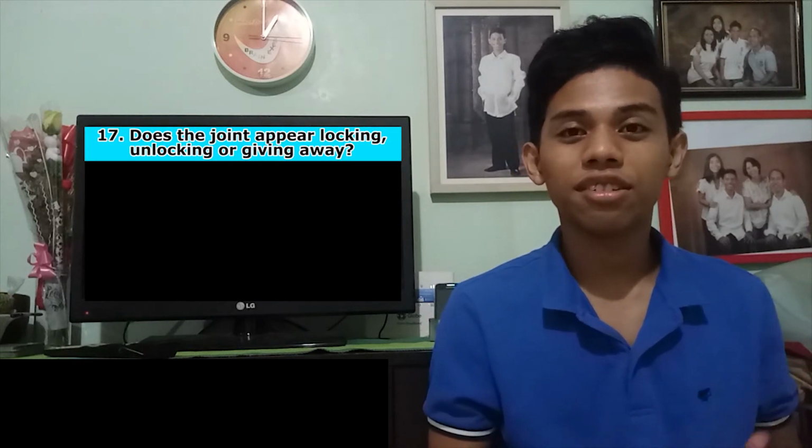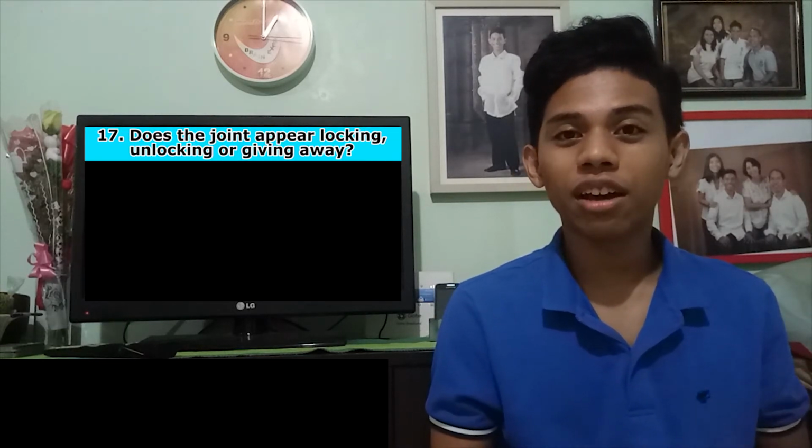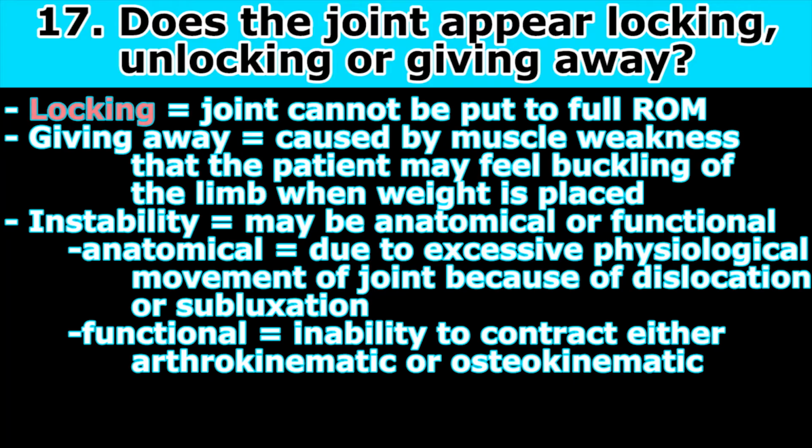Number 17. Does a joint appear locking or unlocking or unstable? Locking may mean that the joint cannot be put through a full range of motion. Giving away may be caused by muscle weakness, so the patient may feel that the limb will buckle when weight is placed. Instability may be divided into two: anatomical, which refers to excessive physiological movement in a joint because of subluxation or dislocation, while the other is functional, which implies an inability to control either arthrokinematic or osteokinematic movement.